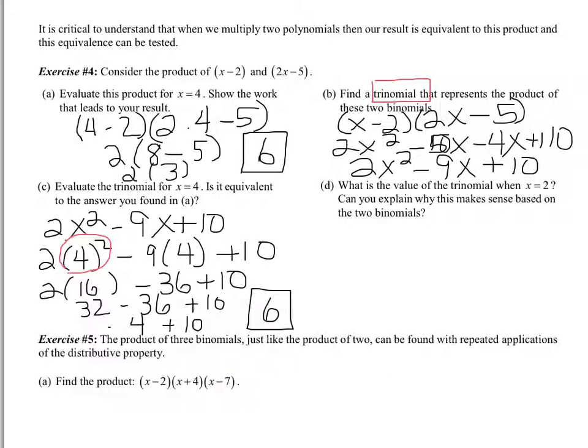Okay, the big thing we want to notice here is that whether I plugged 4 into the original problem and followed order of operations, or if I plugged 4 into the trinomial that I got after doing my multiplication, I get the same answer. And what that's proving to us is there's equivalence between those two expressions. Okay? Now, our last part here says, what is the value of the trinomial when x equals 2? Again, now they're asking us to take our 2x squared minus 9x plus 10. This time they're asking us to plug 2 in.